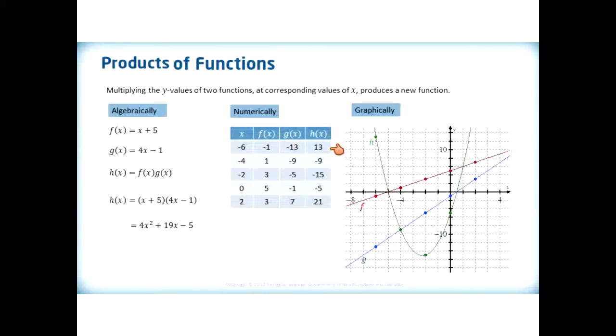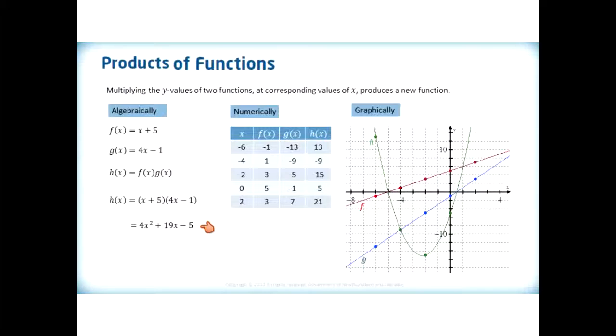And we can do something similar over here on our graph if we want to find a particular value for h of x. So f of x, first of all, is the red line that we have graphed, and g of x is the blue line, and h of x is this nice smooth curve that resembles a parabola, which should not be unexpected considering that h of x was a quadratic function.